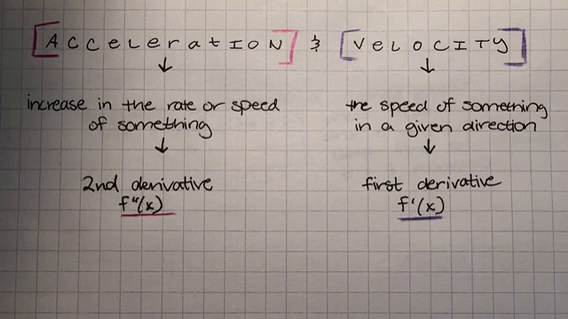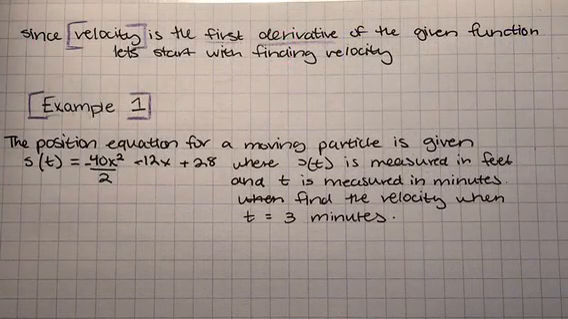Acceleration and velocity. The acceleration is the increase in rate or speed of something. Velocity is the speed of something in a given direction. The acceleration is the second derivative, and the velocity is the first derivative. Since velocity is the first derivative of a given function, let's start with finding the velocity.